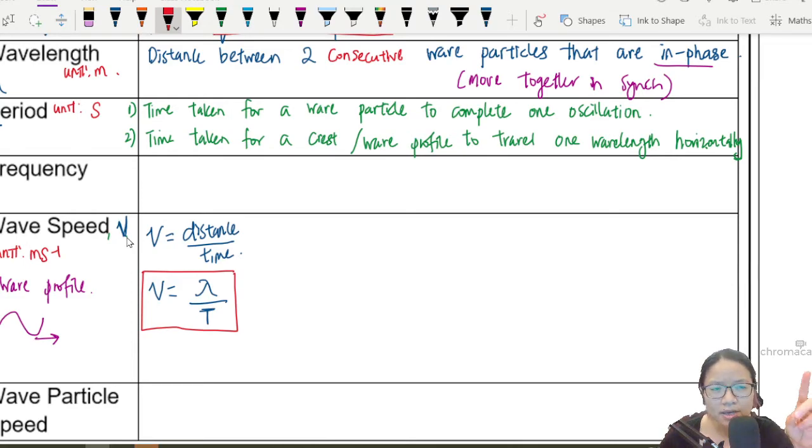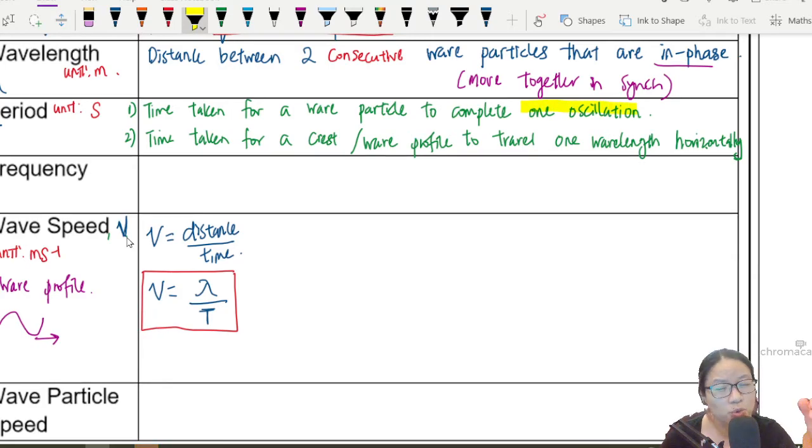You may be thinking, there's another thing that we can consider, which is the pitch or the frequency of the wave. The reason why we have two different physical quantities to measure time is because sometimes we really do want to know the time taken for the wave particle to complete one oscillation.